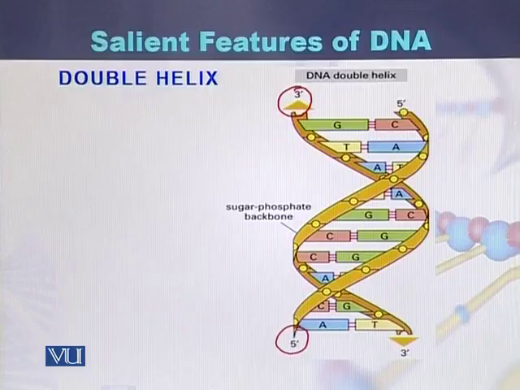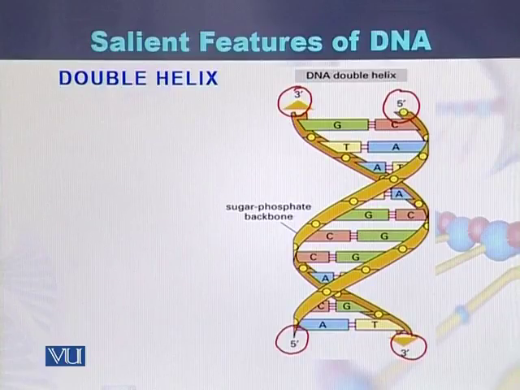The 3' end is due to the carbon number 3 of the pentose sugar, while the 5' end is due to the carbon number 5, which is empty, of the pentose sugar. This strand runs in the 3' to 5' direction, while the other strand is anti-parallel to the first strand. In this case, this end is the 5' end, while its second end is called the 3' end.